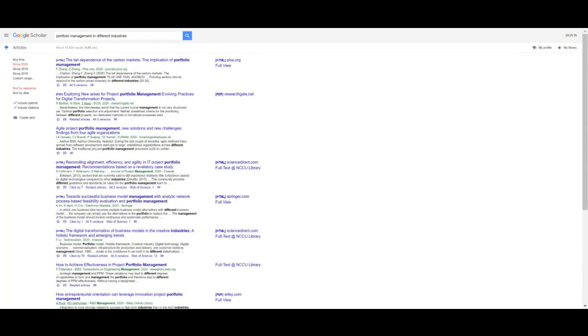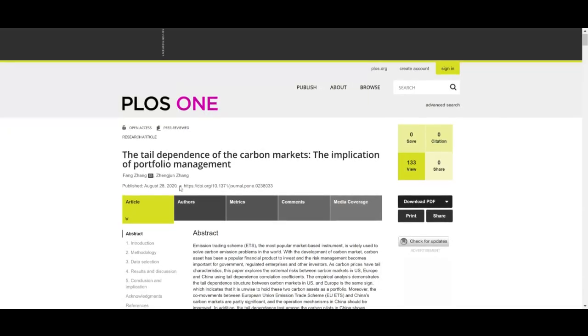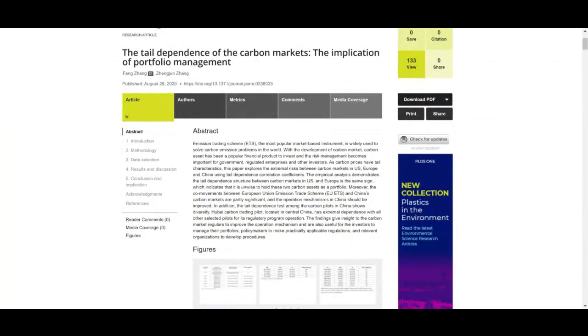To achieve effectiveness in project management, in portfolio management, to a successful business model management with that, agile project portfolio management, new areas for project management, practices of the transformation project, the tail dependence of the carbon markets, the implications. So what are they talking about here? Just click on that and see what they talk about. Emission trading schemes, the most popular market-based instrument, is widely used to solve the carbon emission problem. So a little bit of information on carbon emission and things like that.